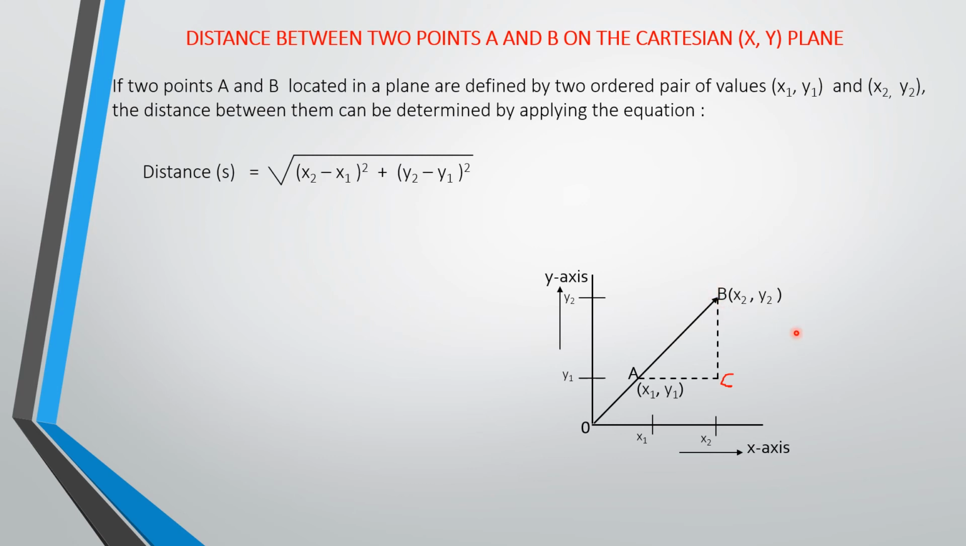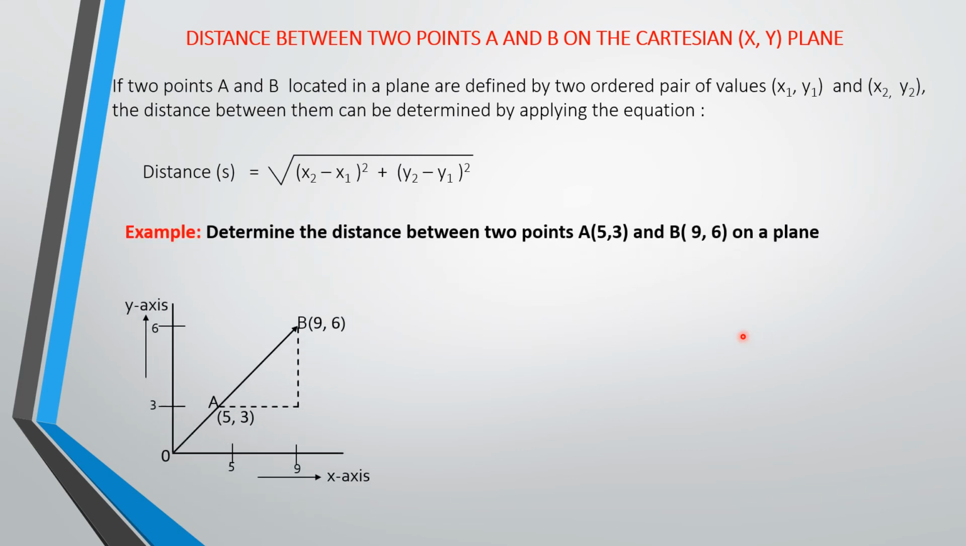So we are going to take an example to drive home that point that we just discussed. So this is a question. It says determine the distance between 2 points A and B on a plane. The 2 points are represented by these two ordered pairs, (5, 3) and (9, 6), and this is what I've represented on this diagram. So this is point A, and then B is here.